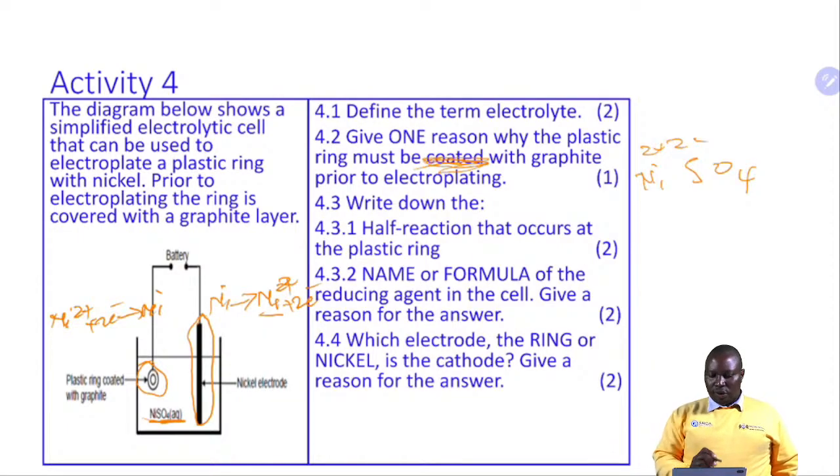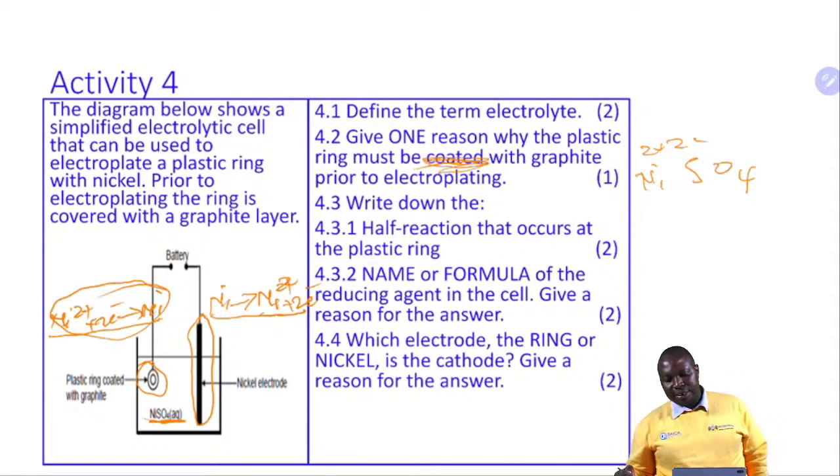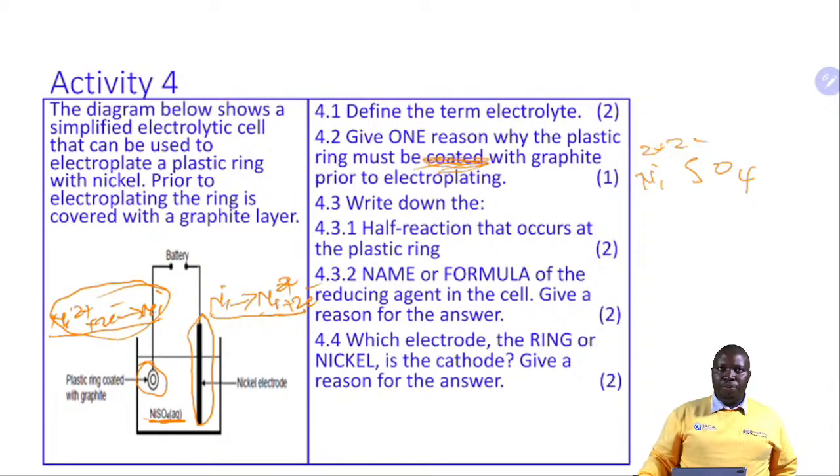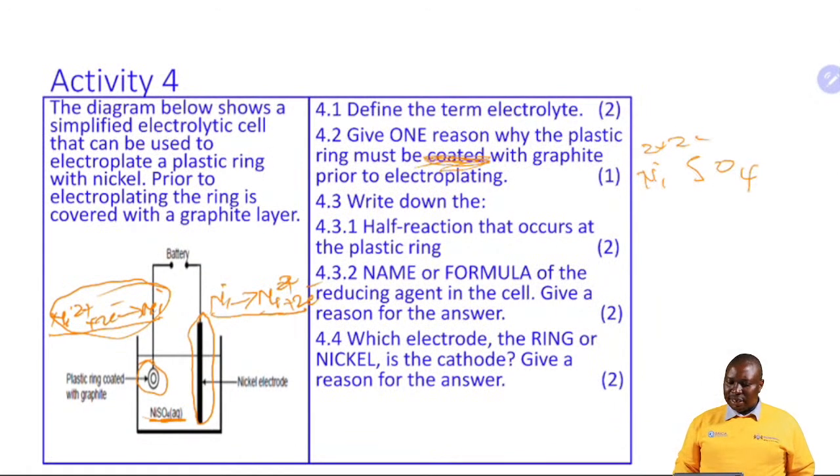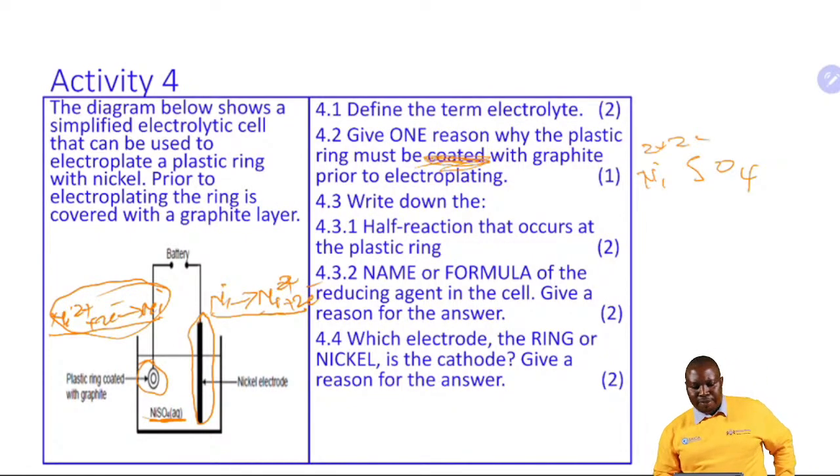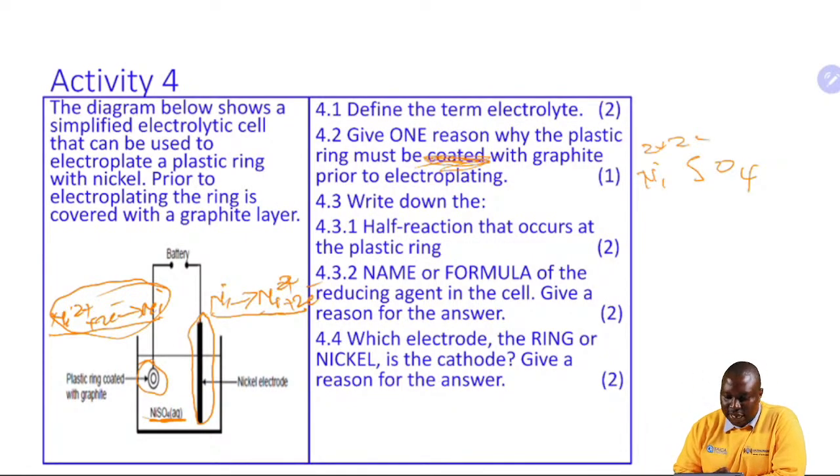There are half-reactions already. We've indicated that where you have the metal, there will be loss of electrons. Where there is a plastic ring, there will be gaining of electrons. So you can see that we are going to write these half-reactions, and look at those marks that you are supposed to collect. I'm hoping that you are going to be able to collect all these marks as you get them in the paper. So focus on that and collect as many marks as you can. Now, the half-reaction that occurs at the plastic ring, we indicated. Then: name or formula of the reducing agent in the cell, and give the reason for the answer.